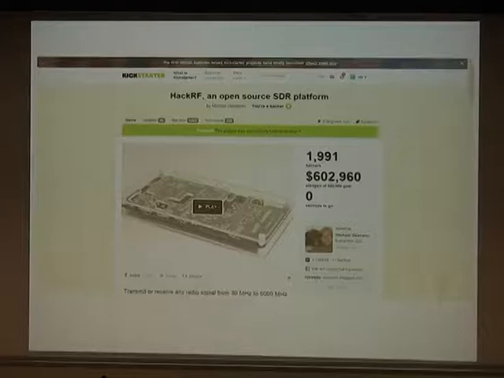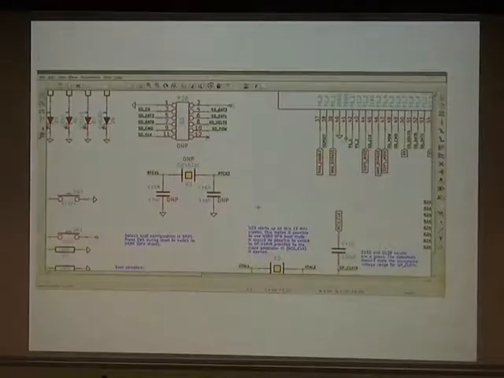There's HackRF. I'm not going to play the video. As you can see, it raised over $500,000 US. He actually got his Kickstarter amount in 6 hours. That's how much people value open hardware and open radio stuff. Circuit diagrams are all up on the web. That's part of the circuitry for it. That's just saying it's there.